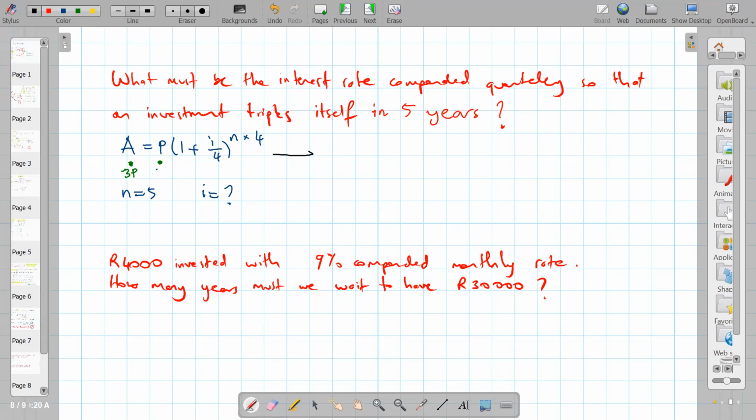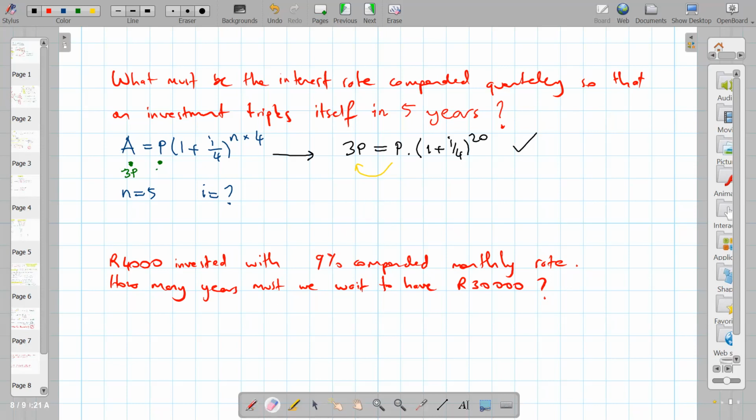Now I will just write it that way. You can say X, 3X, you can say 100, 300, but I'll just write 3P and P. So that's how you can show your investment triples itself. P becomes 3P, okay? And then let's write the rest: 1 plus I over 4 to the power of 5 times 4, 20. So this is the correct formula.